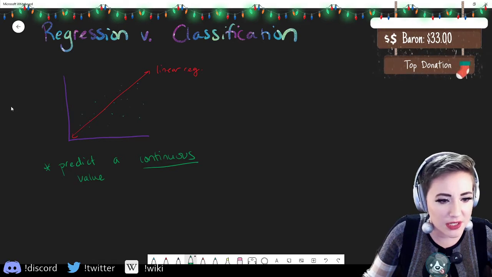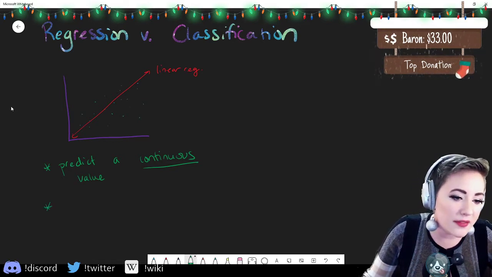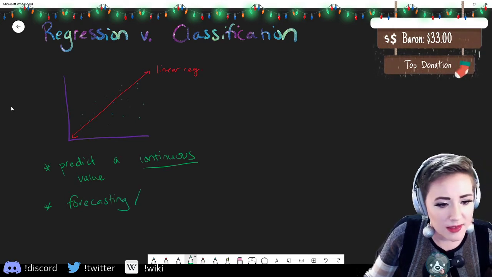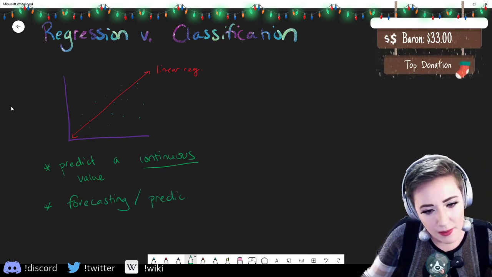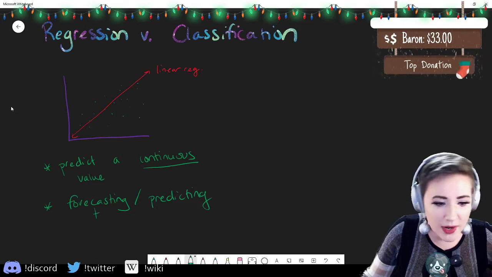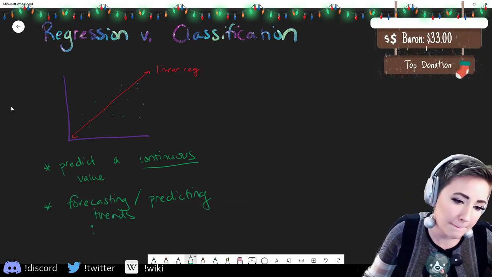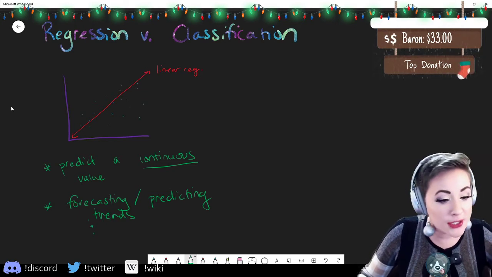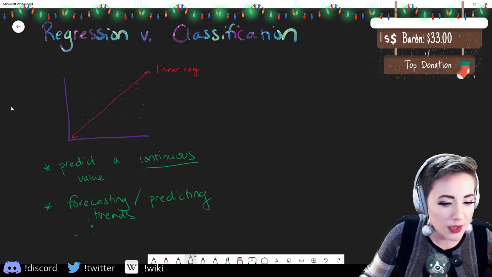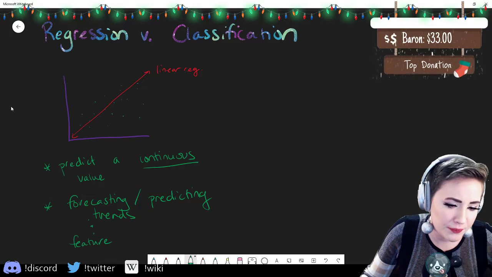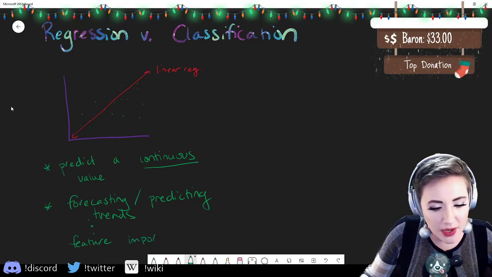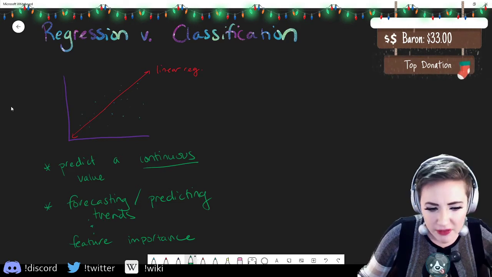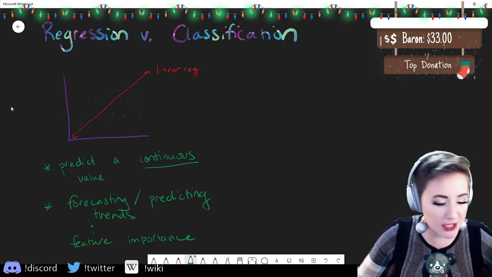Linear regression, predicting continuous values, right. And this is often used, like we talked about previously, for forecasting and predicting trends. And remember we talked about feature importance and extracting our weights. Feature importance is one way to think about that. That's a good term to learn. How much a given feature contributes to a particular outcome.